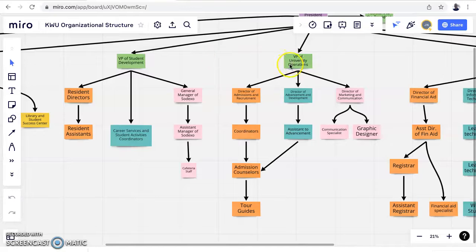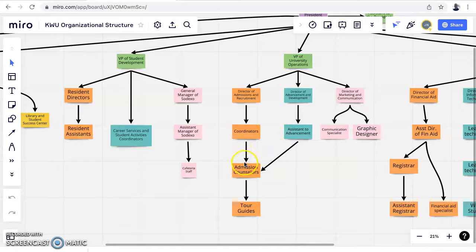The VP of University Operations, his main areas we've got are going to be admissions and recruitment, which we got a director for. And then we got coordinators. We got a coordinator for new students coming out of high school. I don't remember exactly what that coordinator is called. We have a coordinator for just specifically transfer students or continuing education.